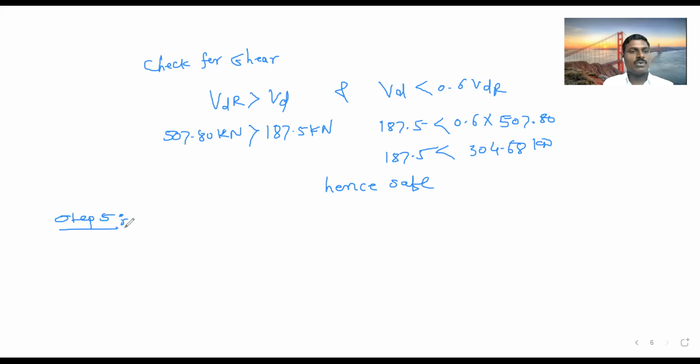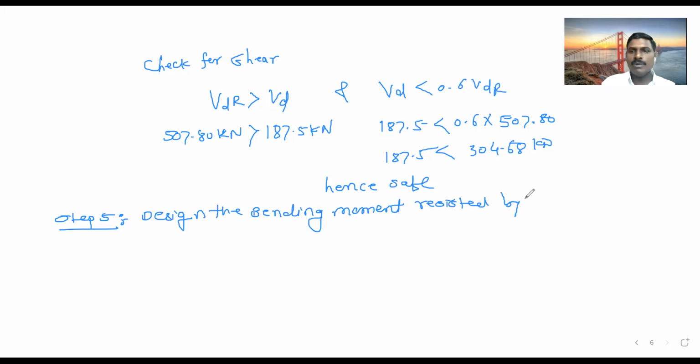Yes, sir. So now go to step number 5. So what is step 5? Design bending moment registered by the section. This bending moment registered by the section we have to calculate on the basis of what? Please see the procedure. On the basis of classification of section.